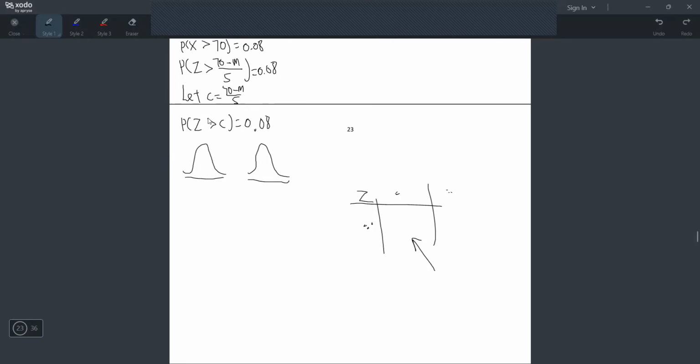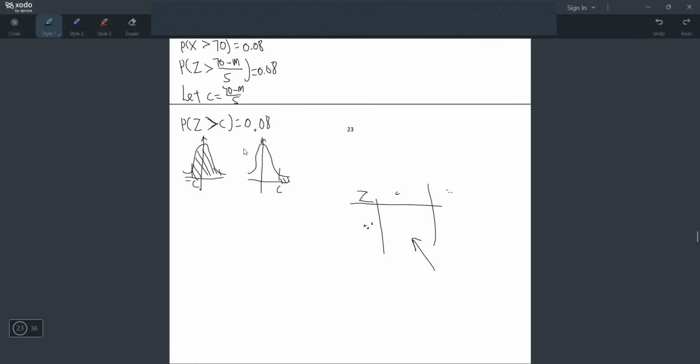But before I look at the table, I have to make sure it's Z bigger than positive first. That is why I have to draw two bell shapes to determine whether it's positive or negative. So this is the axis. So the C can be negative, but it can also be positive, right? And then the symbol here is bigger, so I will shade it to the right like this.